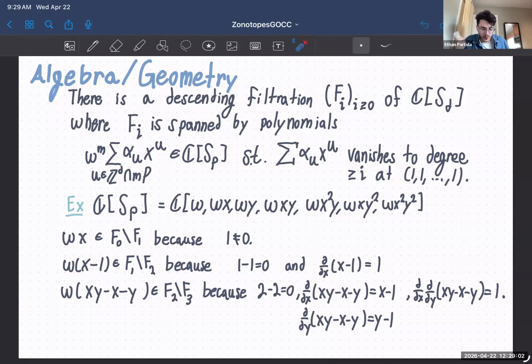But it doesn't vanish to degree 2. I can check that by taking a derivative in the x direction. If I take d/dx of this polynomial, I'm just left with the constant 1. 1 is not 0 when I plug in x equals 1 and y equals 1. So this thing doesn't vanish to degree 2, which prevents it from being in this piece of the filtration. You can keep going, which is what I did here, by taking various partials. And so this is the filtration.